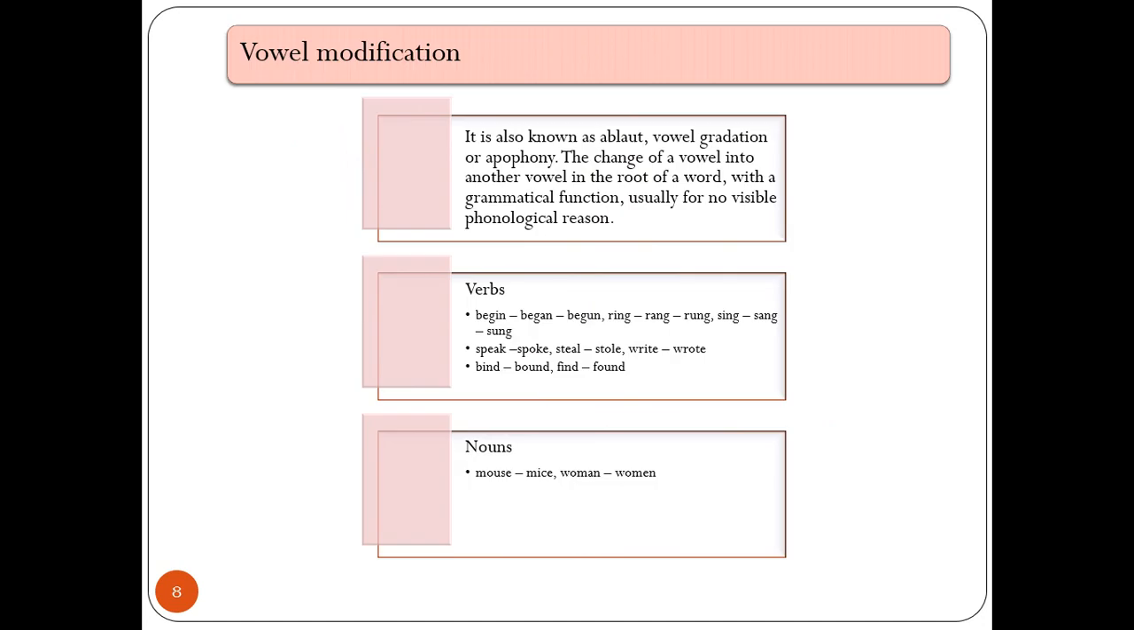The first one in non-concatenative processes is that of modification, internal modification, and within internal modification we've got partial modification. It is also known as ablaut, vowel gradation, or apophony. The change of a vowel into another vowel in the root of a word with a grammatical function, usually for no visible phonological reason. That's actually vowel modification. In simple terms, we have got a change of vowel.